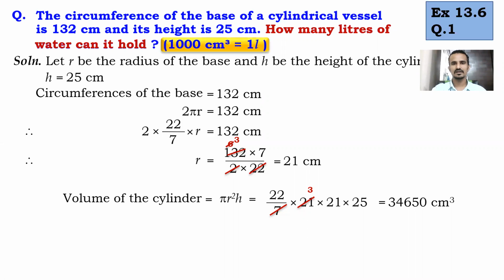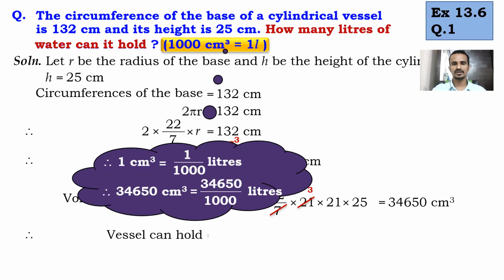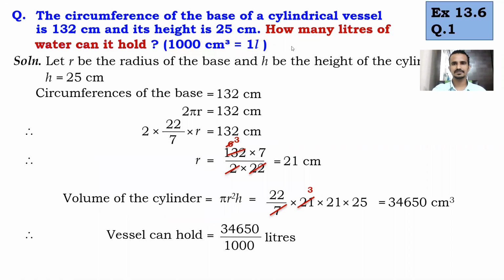So we'll write 34,650 divided by 1000, because 1 centimeter cube is going to be 1 upon 1000 liters. So 34,650 centimeter cube is going to be 34,650 divided by 1000. The unit will become liter now. So let's divide our answer by 1000. So 34,650 upon 1000 liters.